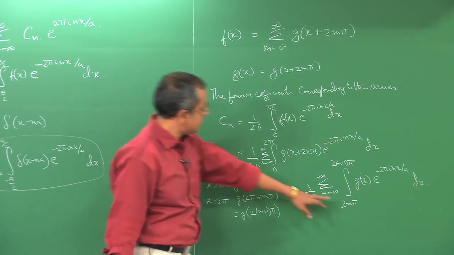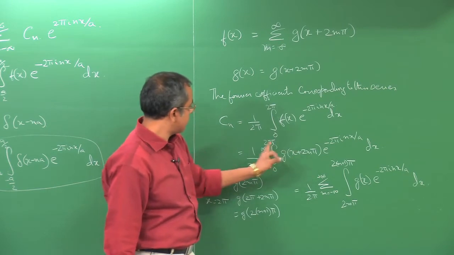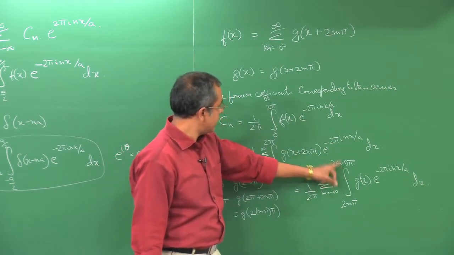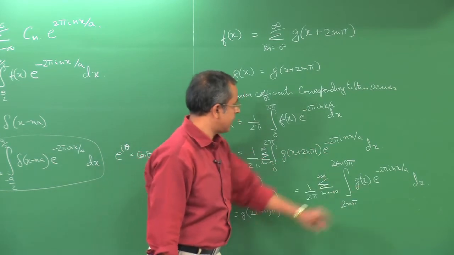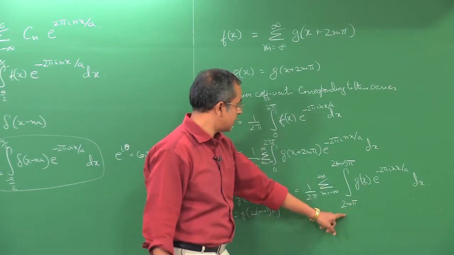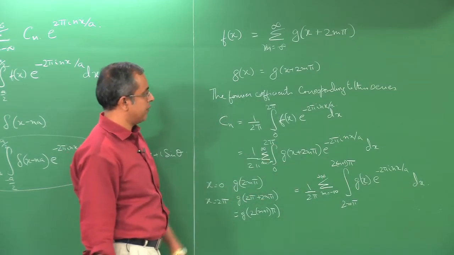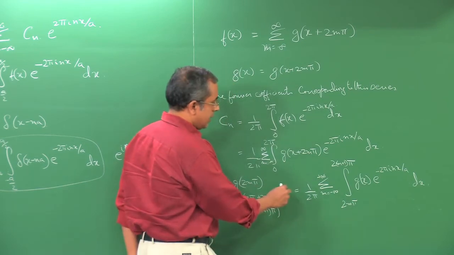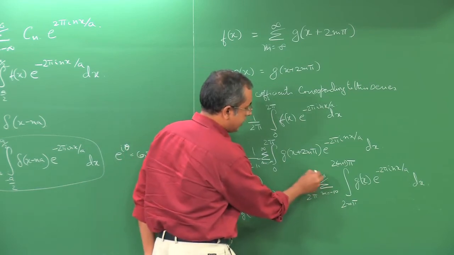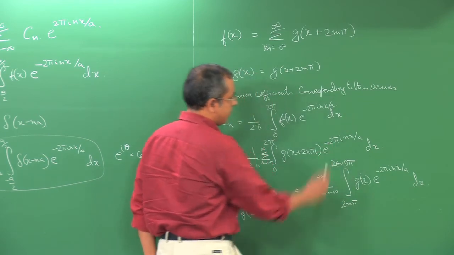So, I have simply changed the limits of integration: from 0 it has become 2 m pi, from 2 pi it has become 2 m plus 1 pi, and therefore, correspondingly this function has changed from x plus 2 m pi to simply x. We just saw how they are equivalent. Now, the interesting thing to note is you are summing from minus infinity to plus infinity and you are integrating from 2 m pi to 2 m plus 1 pi.